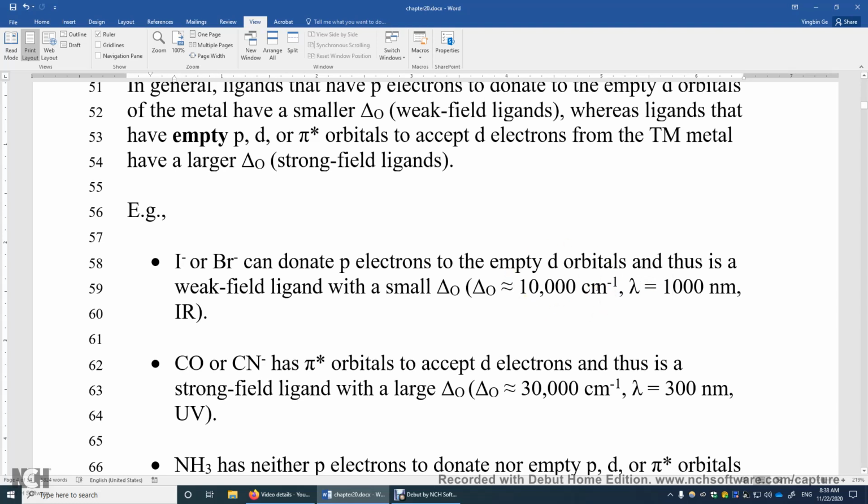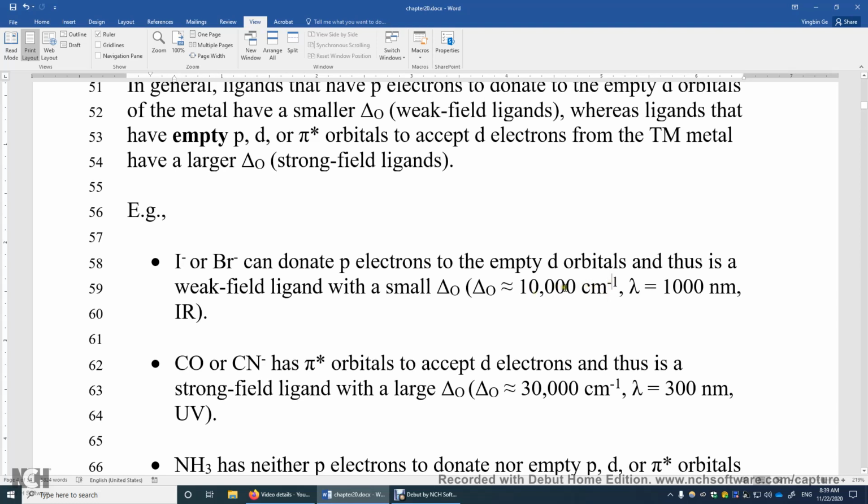Make sure that when you do the calculation, you use a consistent set of units. So for example, just use SI units. In that case, the Planck constant is 6.6 times 10 to the power of negative 34 joule second. The speed of light is 3 times 10 to the power of 8 meters per second. And over here, you need to convert this number to 10 to the power of 6 meter to the power of negative 1.